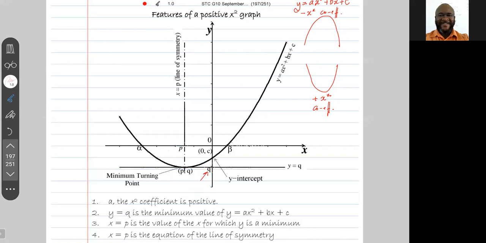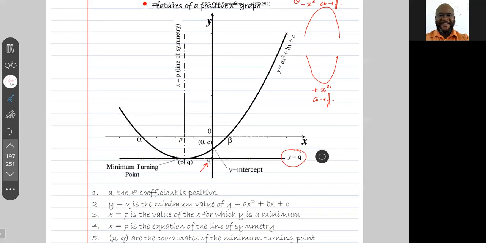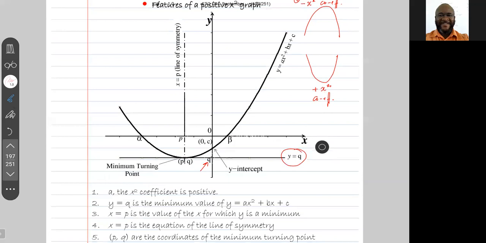So that horizontal line would be the line y is equal to Q. So y is equal to Q is the minimum value of y is equal to ax squared plus bx plus c. Guys, we're talking about things in general, but if when you're doing this question, you're asked for the minimum value of y, you'll find the minimum value of y at the lowest point of your graph.